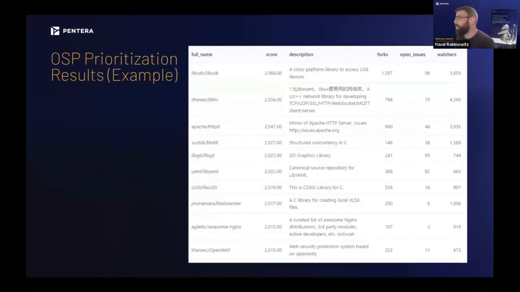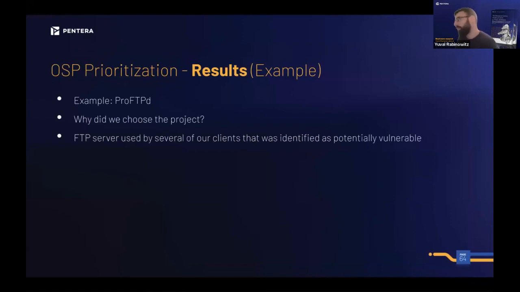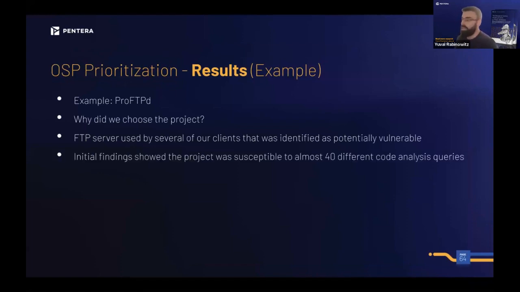Because what we want is to save time for our researchers. And these were the first results that we saw for the OSP prioritizer. And they were also really promising because we had a lot of big players like libUSB, libYAML that got a big score because they were used by a lot of clients and had a lot of potential for vulnerabilities. But I'll show you a certain one called ProFTPD. It was a FTP server project that was used by some of our clients and was maybe vulnerable. It had 40 different static code analysis queries that say, this code might be vulnerable in some use cases in here.